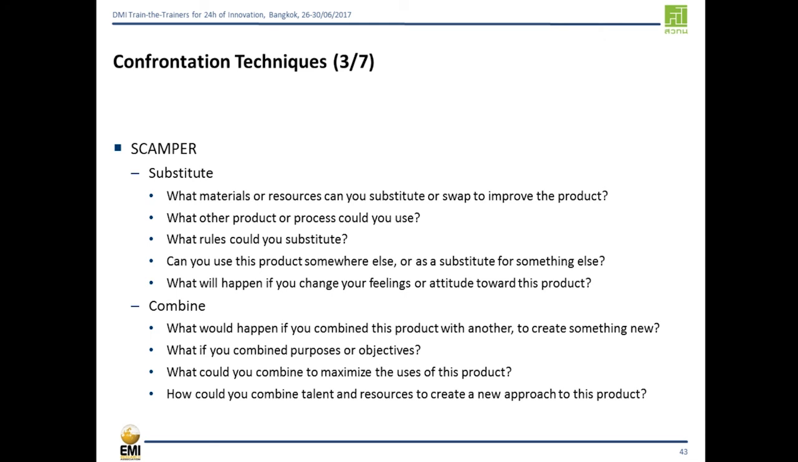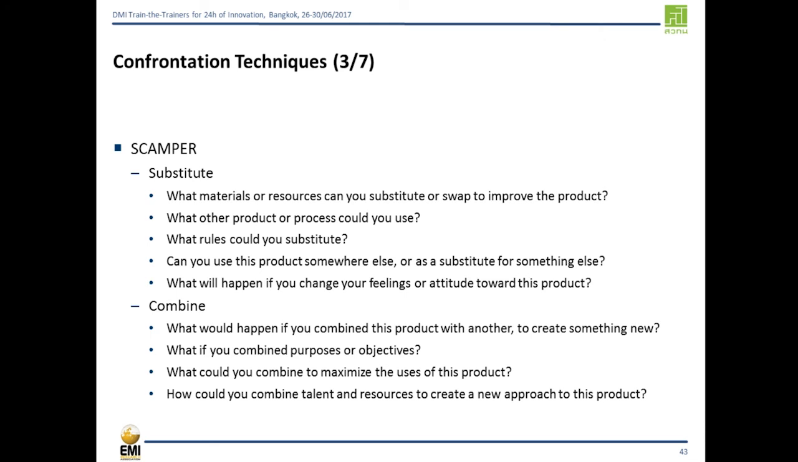Can you use this product somewhere else? So you substitute the use of the product. What will happen if you change your feeling or attitude towards this product? So substitution of existing things by other things. Or combinations. What would happen if you combine this product with another or create something new? Currently you have two products for one purpose, maybe you can combine the two.